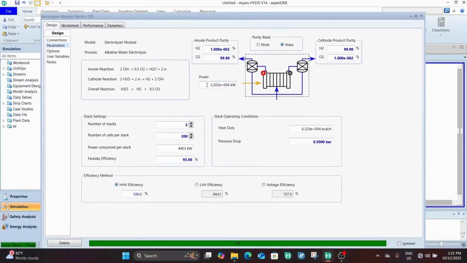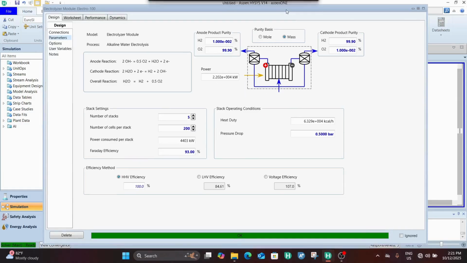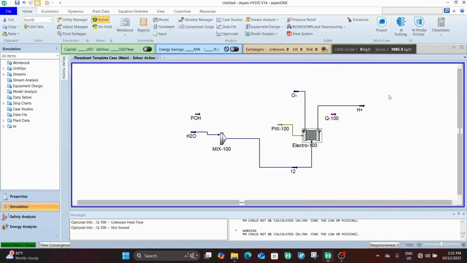Aspen Hysys determines a power input of 2.2 megawatts. That's close to what we had earlier, 2.19. So let's look at the purity. With this, we have successfully solved the electrolyzer without having to do anything such as recycling or unnecessary power increase, flow increase, power increase. If you're in our previous content, you get what I mean.